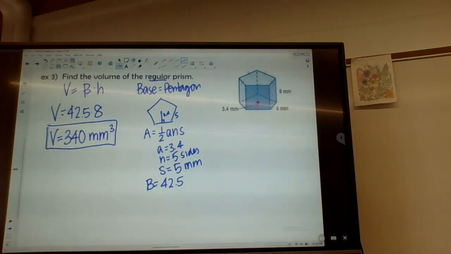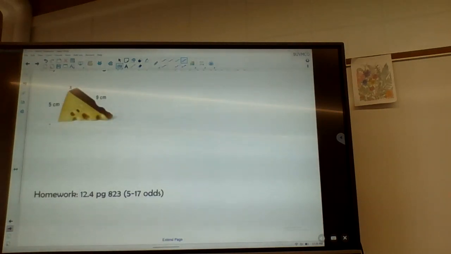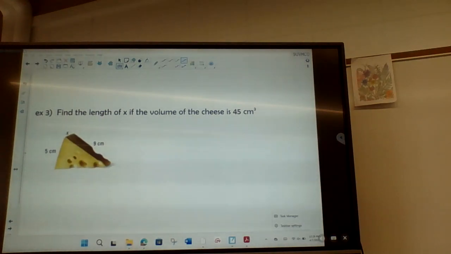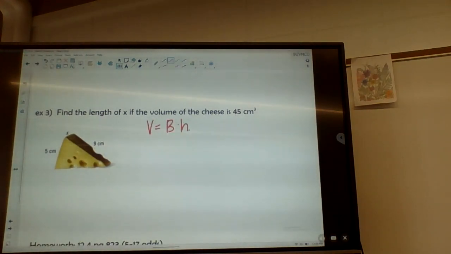All right, so what we're finishing up with is this little block of cheese. This is actually one from our homework, an even one, so I just stole their picture there. They say find the length x if the volume of the cheese is 45 centimeters cubed. So the idea with this, you have to think about the fact that this is a prism. So we have to think about what our base is. Technically the base is what shape? The base needs to be a triangle in this case.